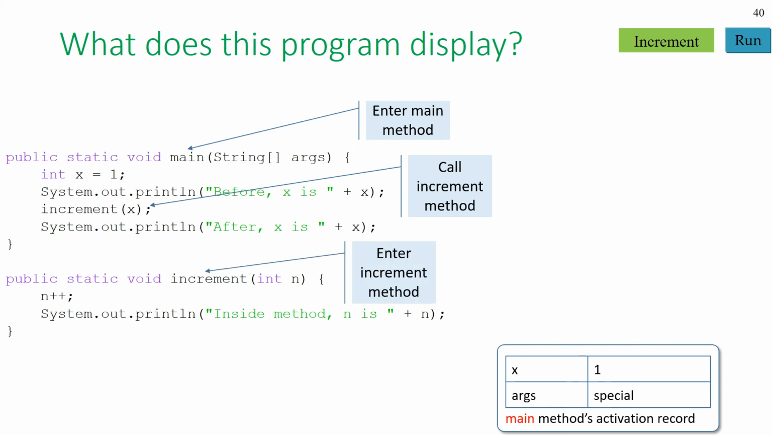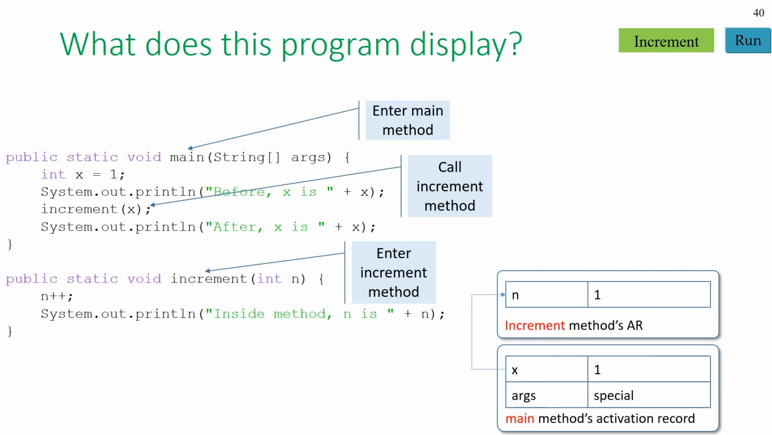Before I enter the method increment, I evaluate the argument. x is just a variable, so it's an expression that's easy to evaluate. I look up the value of x, it's 1. And now I take that value, I keep it. I'm going to allocate my activation record for the method increment. And once the parameters are allocated in memory, I'm going to copy that value into the new location in memory. So x and n have nothing to do with one another. That's super clear, okay? So now you see why they live in different activation records on the stack.